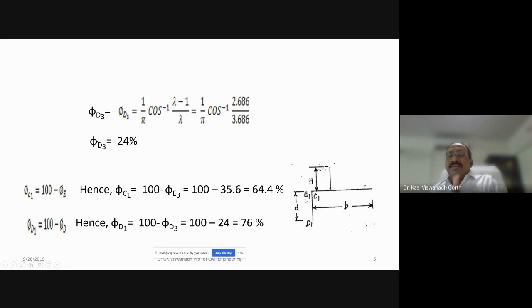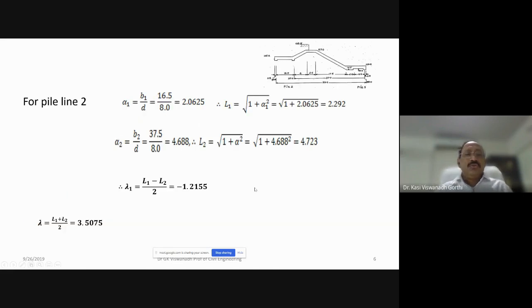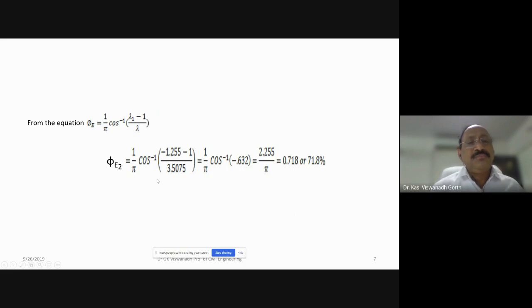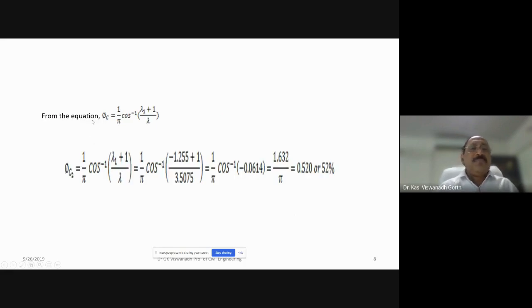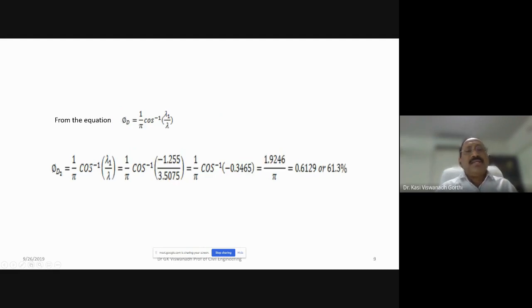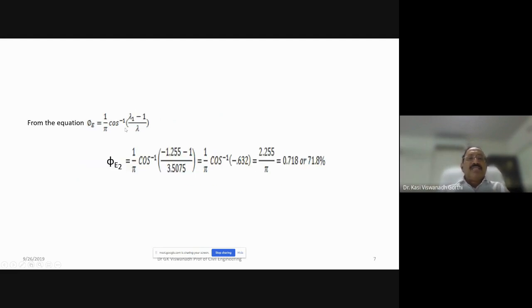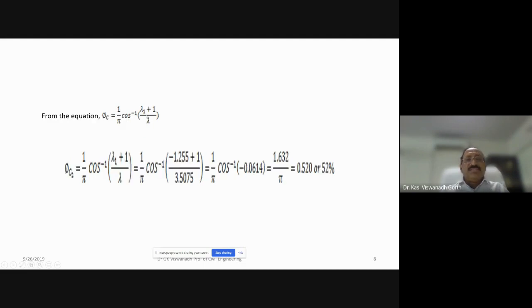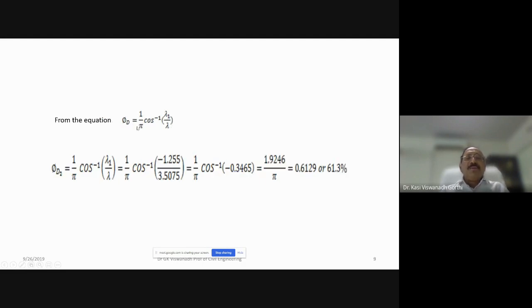But when you are taking the middle pile line 2, the respective values will be E2, C2 and D2. So you need to calculate phi E2, the pressure at point E2, similarly the pressure at C2, phi C2, and the pressure at D2, phi D2, by making use of the formula. Just repeating the formula again: 1 by pi cos inverse of lambda minus 1 by lambda for phi E. Similarly, 1 by pi cos inverse of lambda, 1 plus 1 by lambda for phi C. And for phi D, 1 by pi cos inverse of lambda, 1 by lambda.